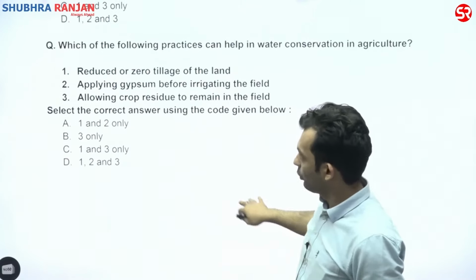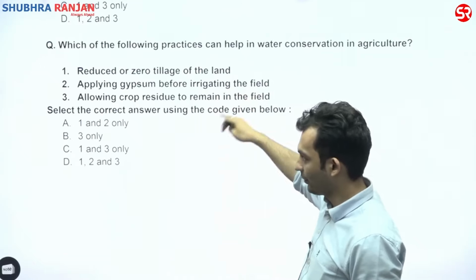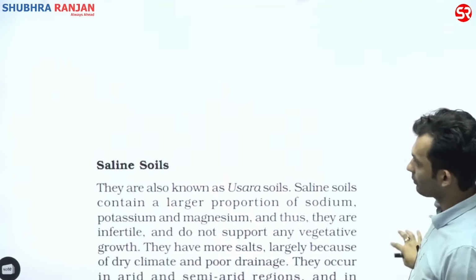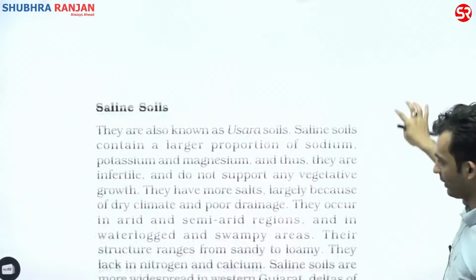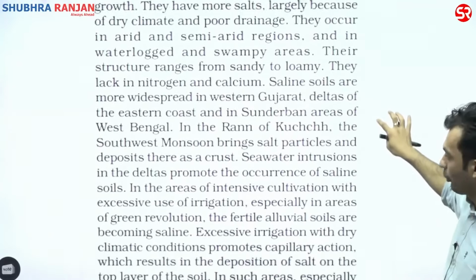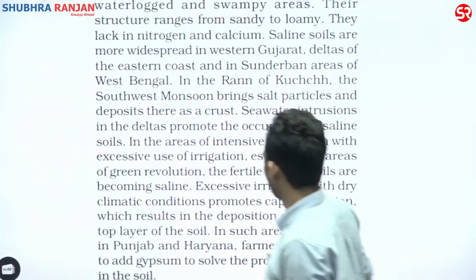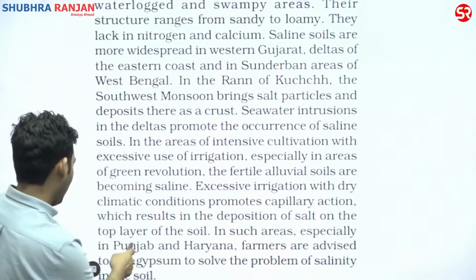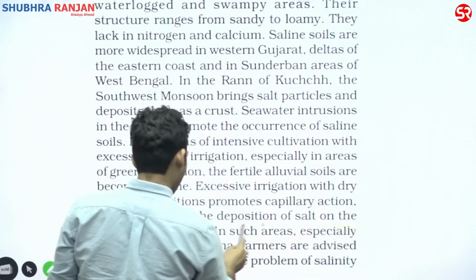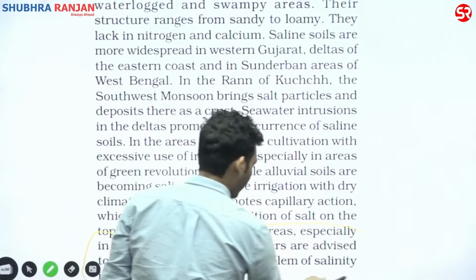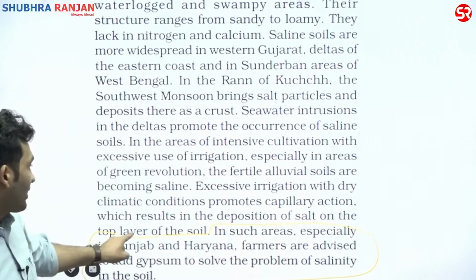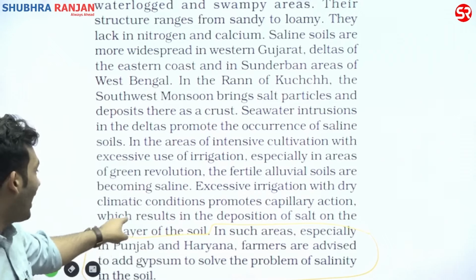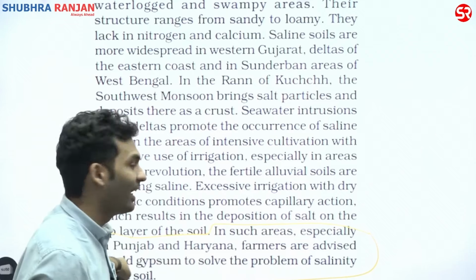You are right. The second option is incorrect. That leaves us with 1 and 3. But the purpose is this. This is a screenshot from NCERT, from the soils chapter. Read it. In such areas, especially in Punjab and Haryana, farmers are advised to add gypsum to solve the problem of salinity in the soil.